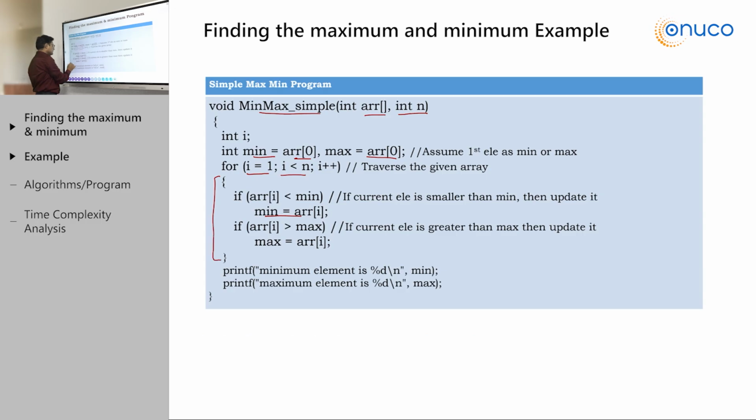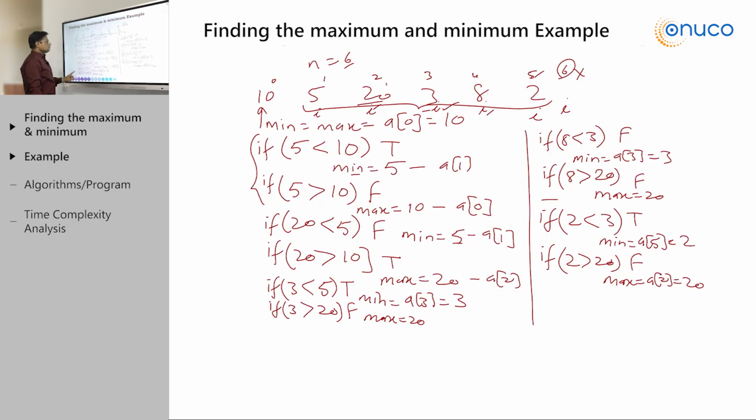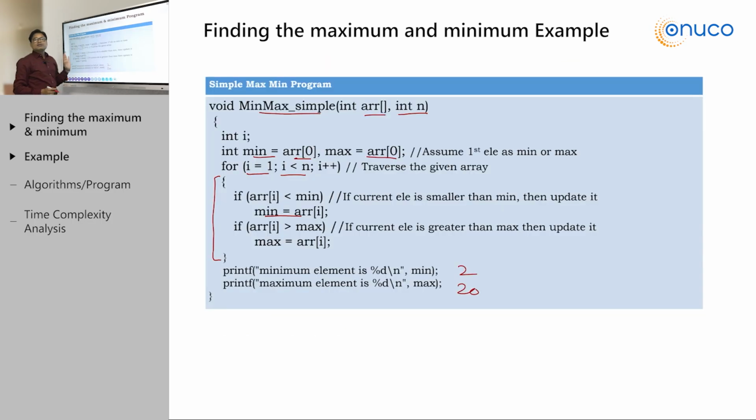We came out of this, and we are going to write printf: minimum element is min, maximum element is max. So here we are going to print 2 as the minimum element, and the maximum element is 20, right? So as per this final, we print minimum is 2 and maximum is 20, right? So this is what we have applied: a single for loop, and completed the task.